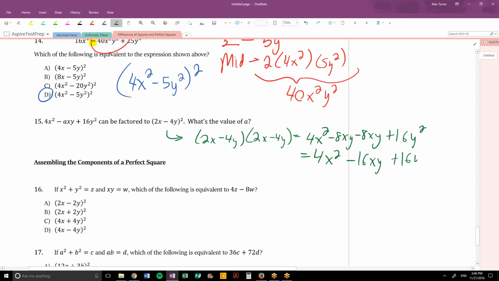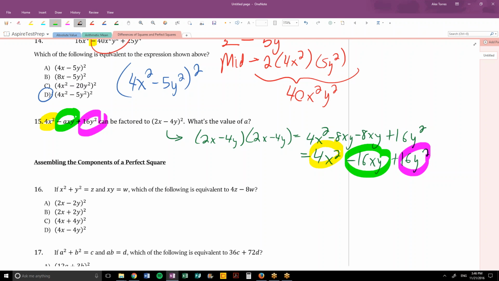and we have 4x squared minus 16xy plus 16y squared. And so we have the 4x squared matching the 4x squared. We have the 16y squared matching the 16y squared. And we have negative 16xy matches the negative axy. So we now know that a equals 16. And the answer to this question would be 16.